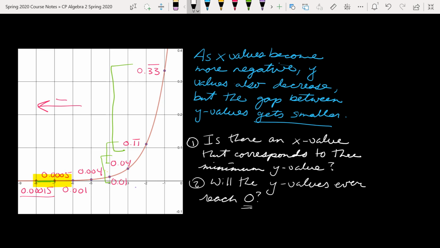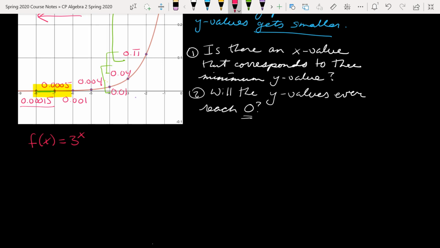Well, graphically, if we compare the first graph to this graph, it looks like these values are getting closer and closer to 0, but seem to always be staying above 0. So our intuition might tell us that this graph never gets to 0. Our intuition would then also tell us that there would be no minimum y value. But let's look at these two things algebraically.